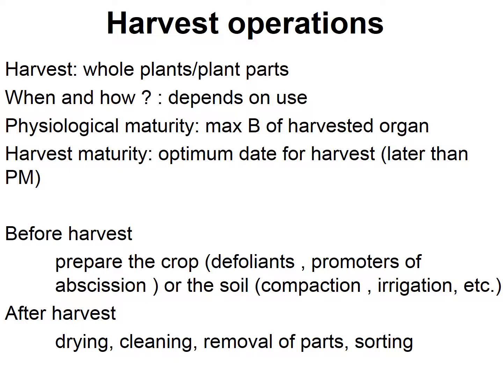Apart from harvesting, we may need to perform other operations before harvest, like preparing the crop, for example applying defoliants and promoters of abscission, or preparing the soil, like compacting or irrigating. After harvest, we may require drying of the grain, cleaning, removal of some parts, or sorting.